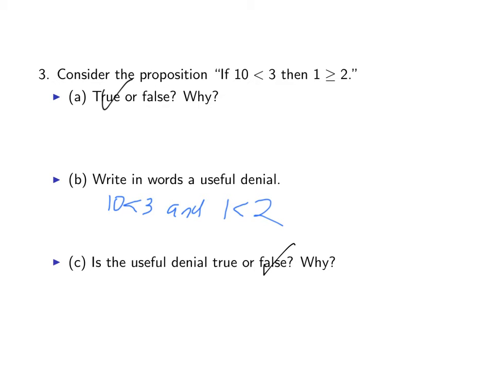Because if a proposition is true, then the denial should be false, and vice versa, right? Some people made an error here saying that both the proposition and the denial were true, or that they were both false. And again, people made the same errors that they made in number 2 about what an actual denial of this if-then statement would look like. All right. Let's move on to problem number 4.